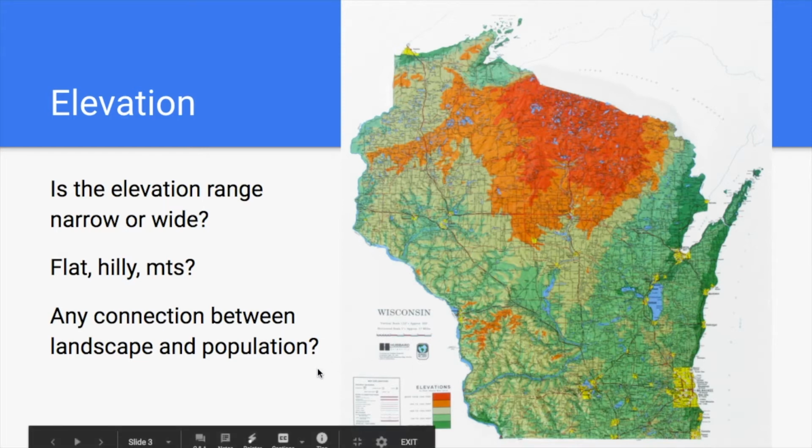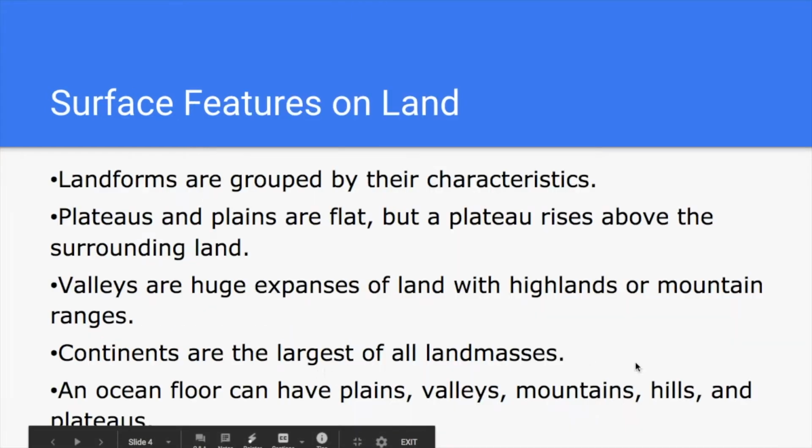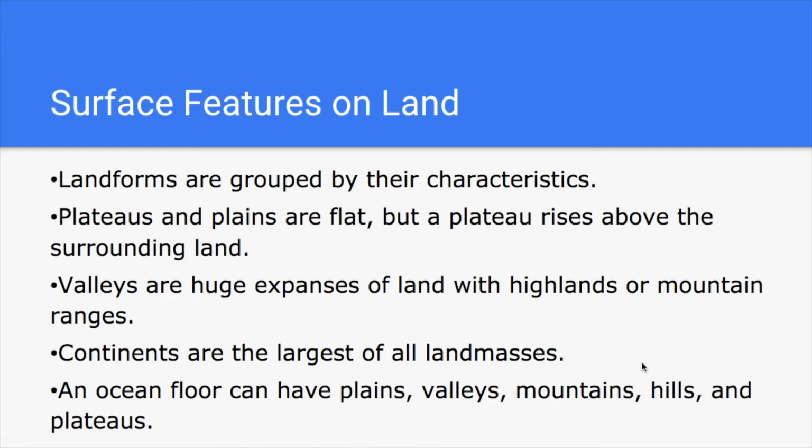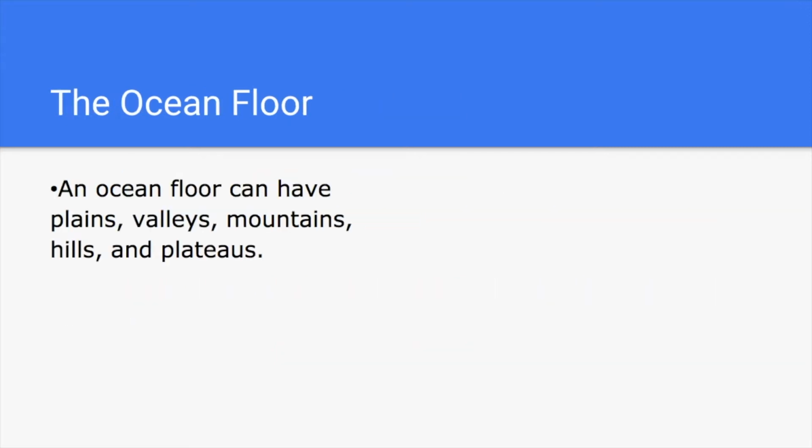The second feature to consider when you're studying the surface features on land is the idea that the ocean itself has those same types of features. Now, a couple key takeaways from this section as you're studying the ocean floor and reading through this section. You'll sum it up by remembering that landforms are grouped by their characteristics. Plateaus and plains are flat, but a plateau rises above the surrounding land. Valleys are huge expanses of land with highlands or mountain ranges. Continents are the largest of all land masses, and the ocean floor can have plains, valleys, mountains, hills, and plateaus.